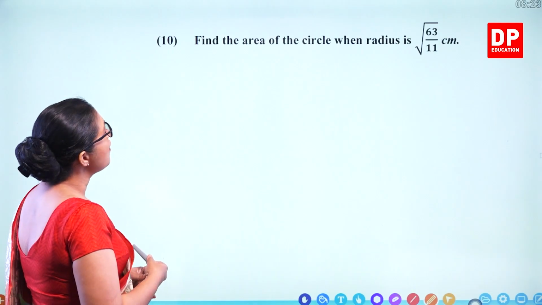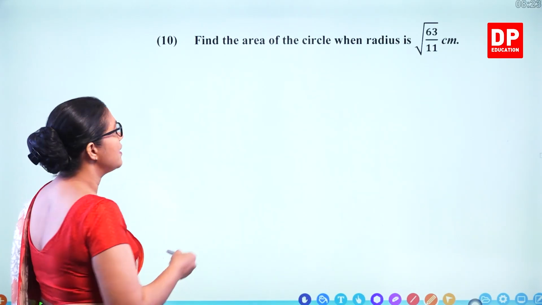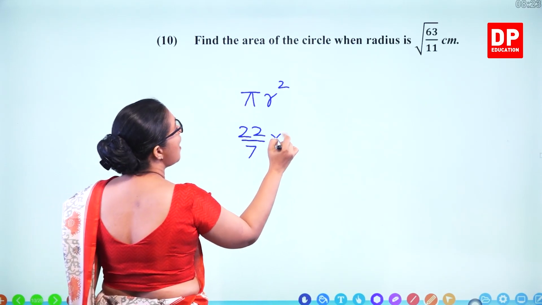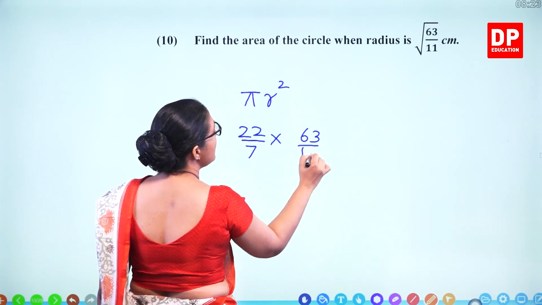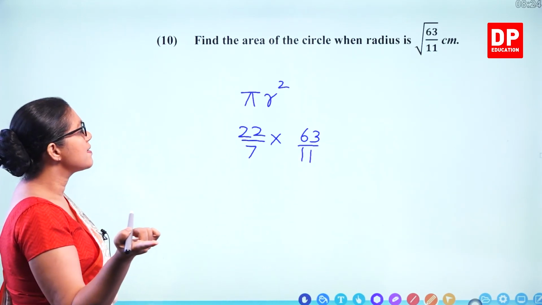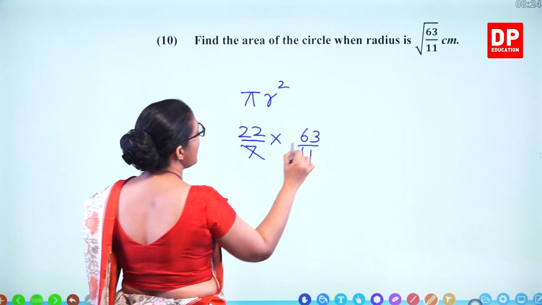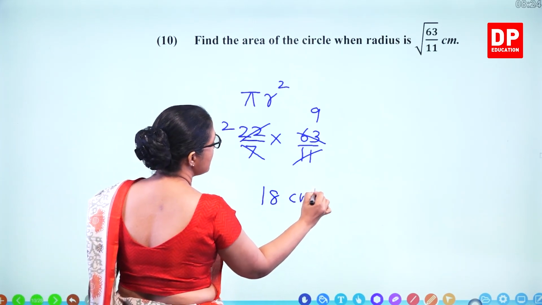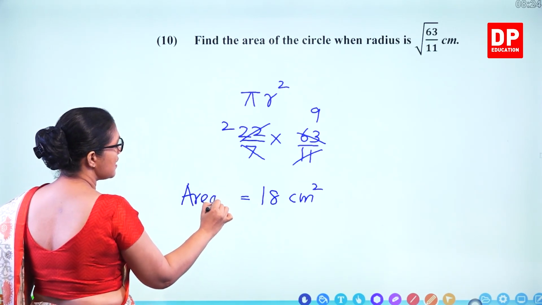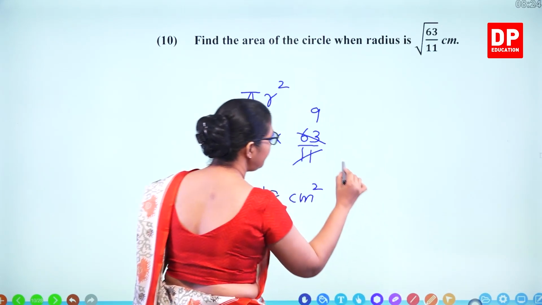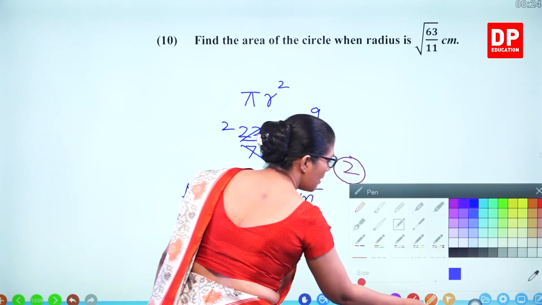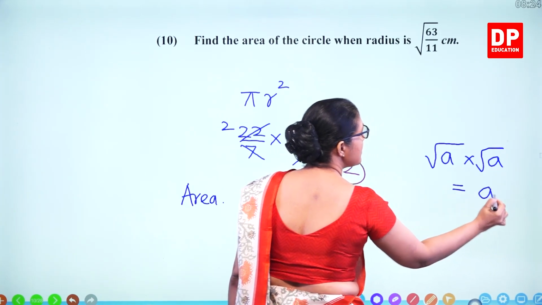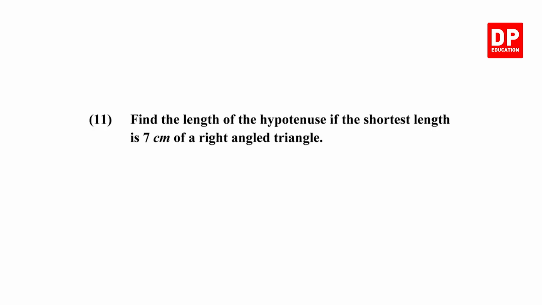Question number 10. Find the area of the circle when the radius is square root of 63 over 11. So what's the area? Pi r squared. Pi you can take as 22 over 7. R squared: root times root, the root gets cancelled out. You get 63 over 11. So 7 times 9 is 63, and 11 times 2, so 9 times 2, 18 square centimeters is the area of the circle. So 2 marks. Here you need to remember that when you multiply a square root value by the same thing, it disappears and you can write A.